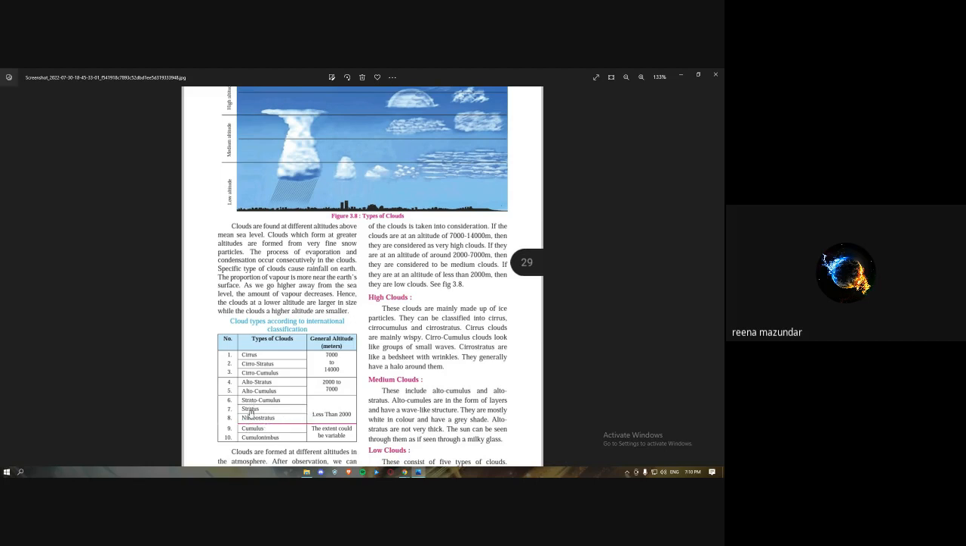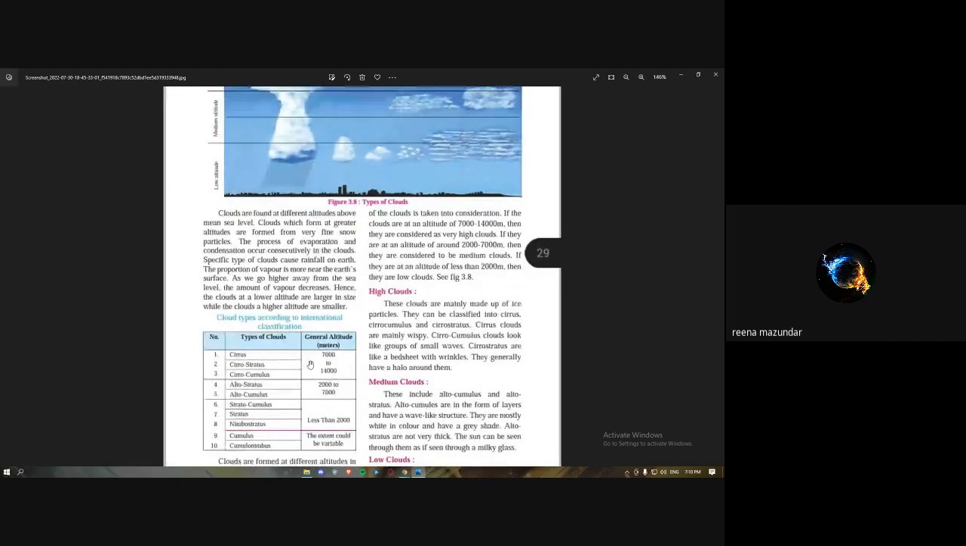So these are the 10 types of clouds which are shown on the screen, and they are found at different heights. I think all are clear with the topic.